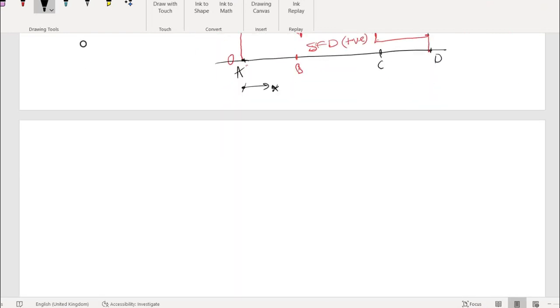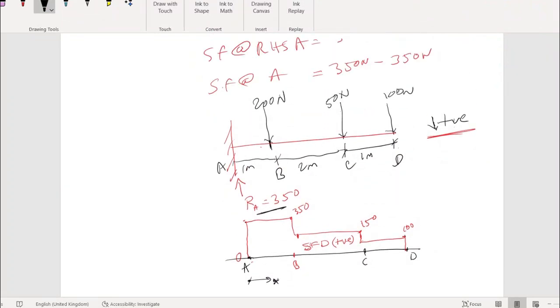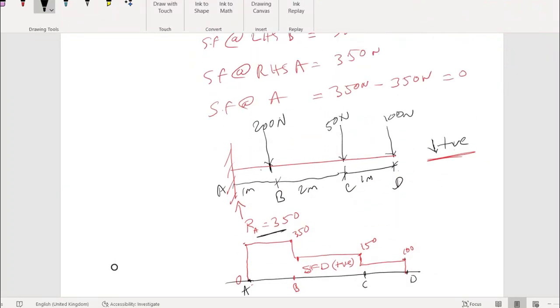Coming to the bending moment diagram, let's see the bending moment diagram quickly. You have to practice more, otherwise you will find it difficult. Any question until this, drawing the shear force diagram? Shall we move on to the bending moment diagram?